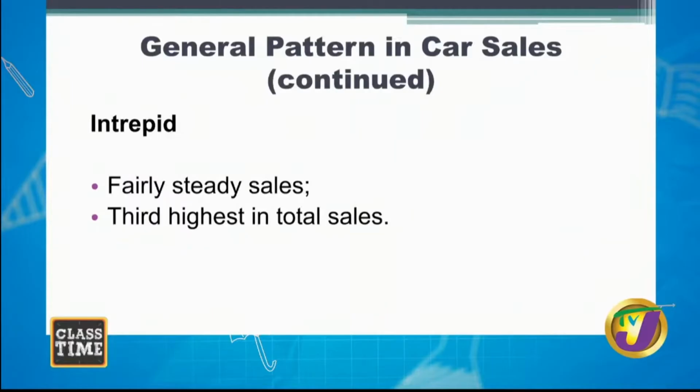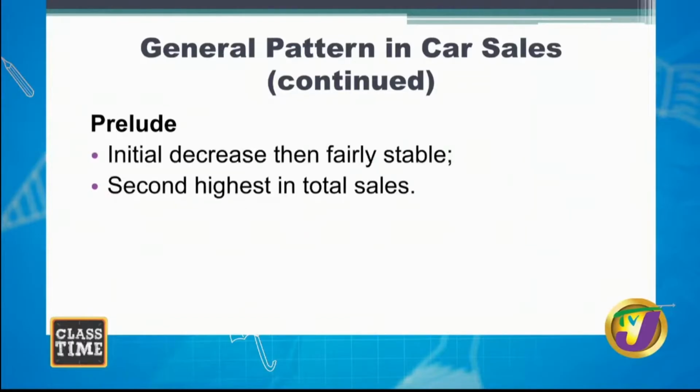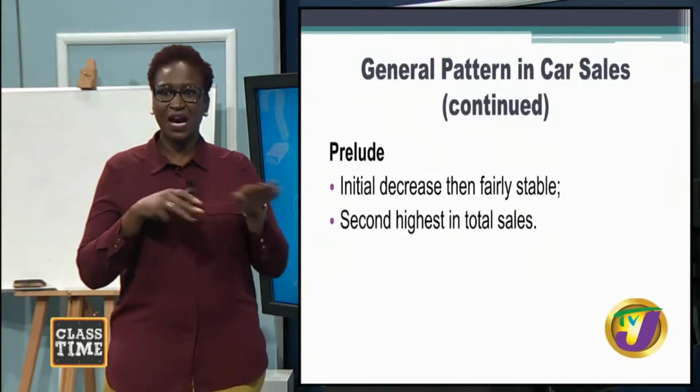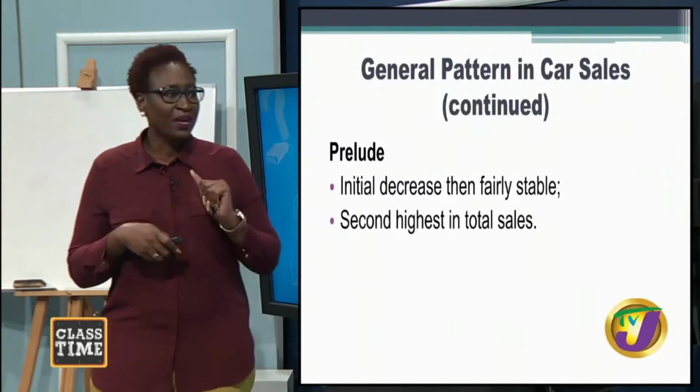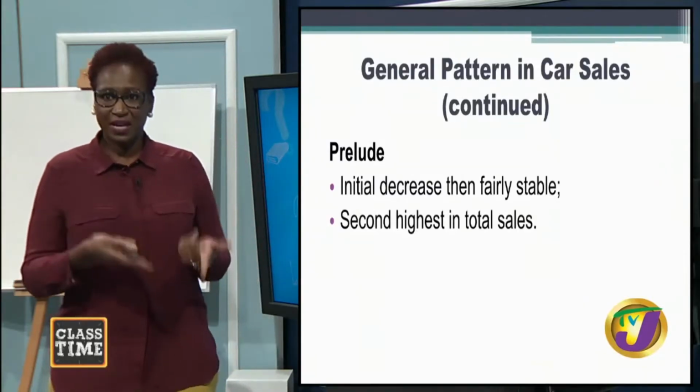Now we turn to the Intrepid. Its sales were fairly steady, and overall it had the 3rd highest figure in sales. Move to the next car in the lineup, the Prelude. It had an initial increase, and then after that it stabilized. So it was fairly consistent after that initial increase. It is also the 2nd highest overall.